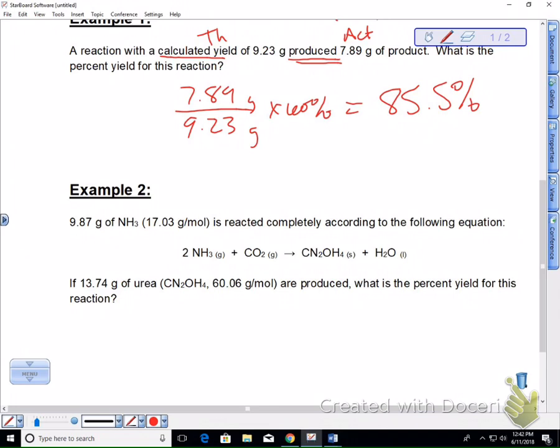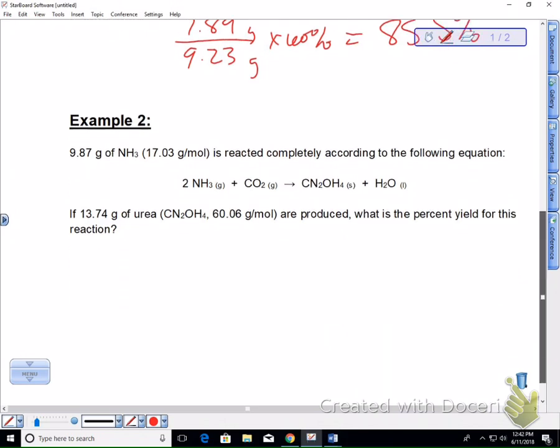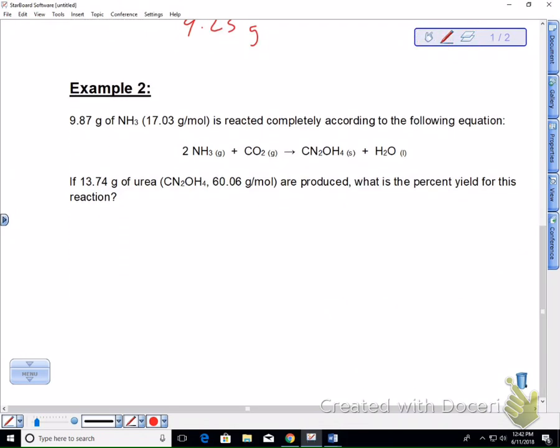Let's move on to example 2. 9.87 grams of ammonia is reacted completely. So we're going to use that to mean that ammonia is the limiting reactant. According to this equation, you can see the equation there, if 13.74 grams of urea are produced, so there we go again, are produced, that means this is actual. So our job now is to calculate the theoretical yield.